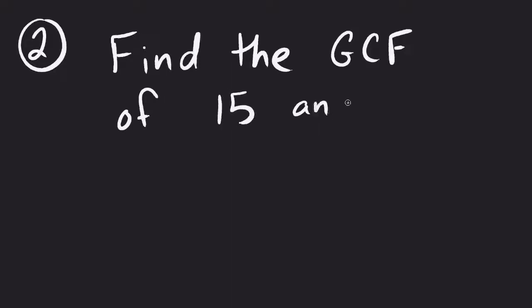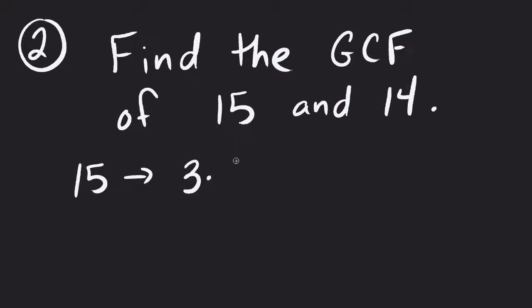What about if they said, find the GCF of 15 and 14? Okay, small numbers. So let's start out with 15 here. 15 is going to be 3 times 5, and 14 is 2 times 7.